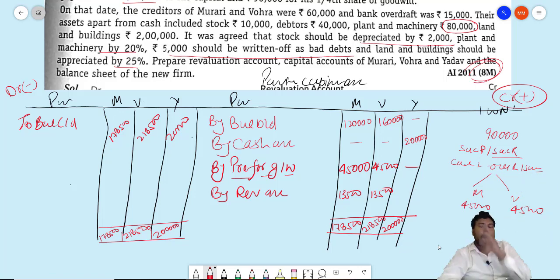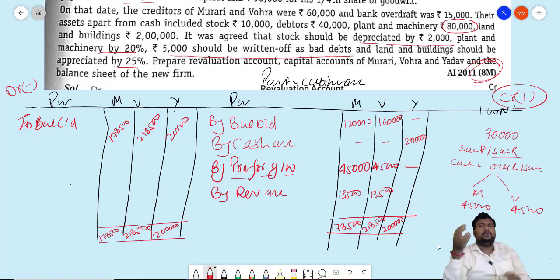After that, in the next class, we will solve one complete question by the method of general entry also. Because from this topic, for the 8 marks, general entry can also come, and a revaluation, partner's capital and balance sheet can also come. When you go through the syllabus, adjustment of partner's capital and preparation of balance sheet were to be deleted. But preparation of balance sheet is a very common thing we have to learn.